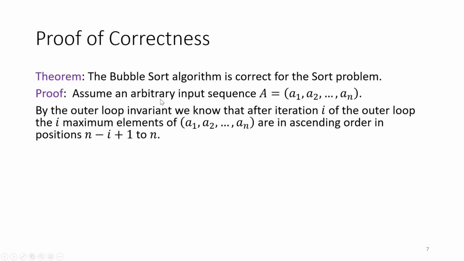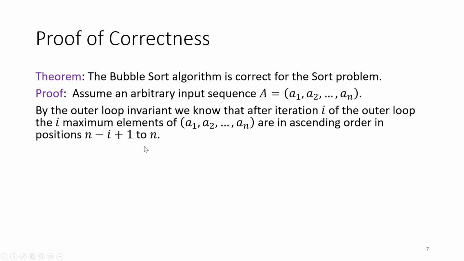Okay, then what we want to do, just like when we were applying the inner loop invariant as our punchline in our inductive proof, is apply the outer loop invariant as our punchline in the proof of correctness, which means it's the main piece that's going to hold everything together. So we're going to bring it into focus first. Here we're saying, what did the outer loop invariant tell us? It told us that after iteration i, the i maximum elements were in the right place, in the i right positions, and specifically in these positions, n minus i plus 1 to n.